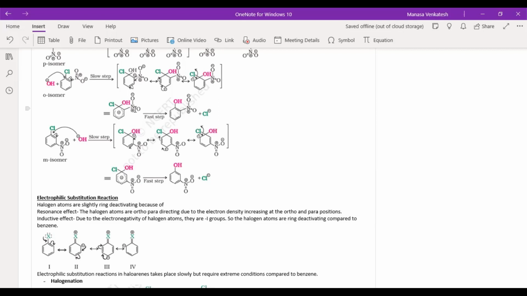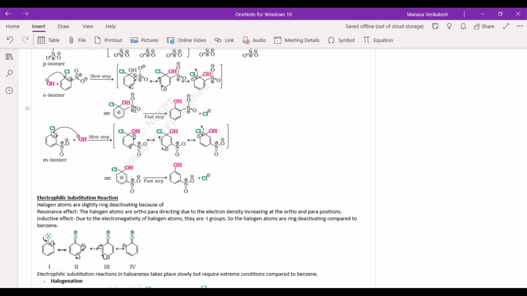Now, halogens are very unique. Generally, we learn, okay, this is an electron releasing group, this is an electron withdrawing group. If it's electron releasing, the ortho and para positions are going to be electron rich. If it's electron withdrawing, the meta position is going to be electron rich, because of the positive charge. Anyway, that's what you learned last year.